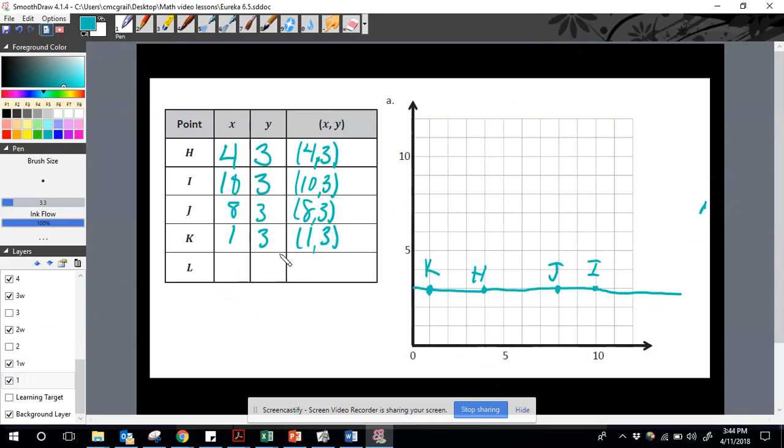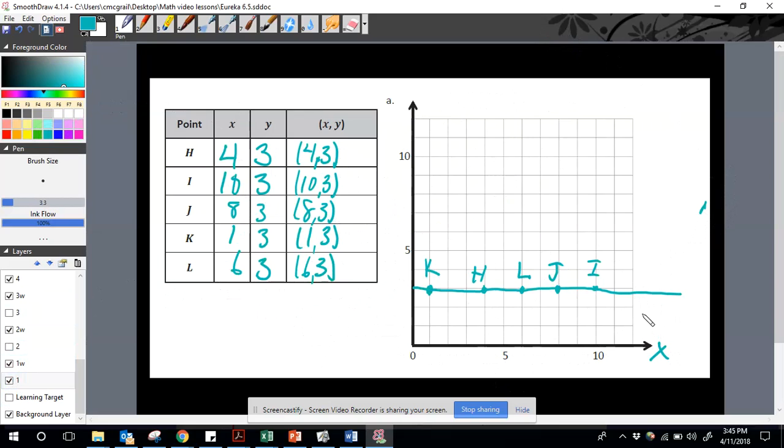And lastly, point L, Ava? The x-coordinate is going to be 6, and the y-coordinate is 3. So our coordinate pair is 6, 3. 1, 3, 4, 5, 6, up 3. And that was point L. Now, as I'm looking at this, I notice that this line goes in the same direction as our x-axis.